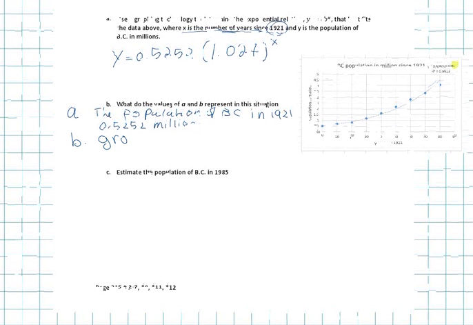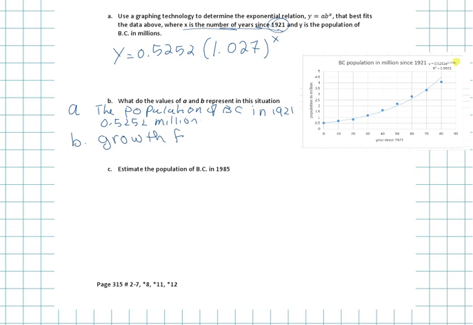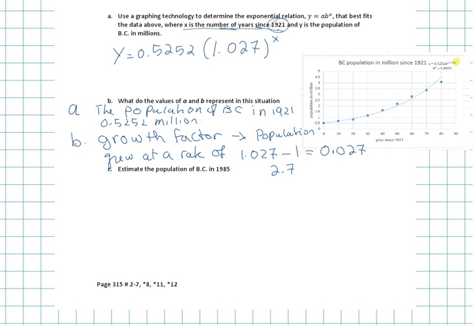So the growth rate is, so the population grew at a rate of, and I do 1.027 minus 1, which is going to give me 0.027, which is 2.7%. So the population grew at a rate of 2.7% per year.